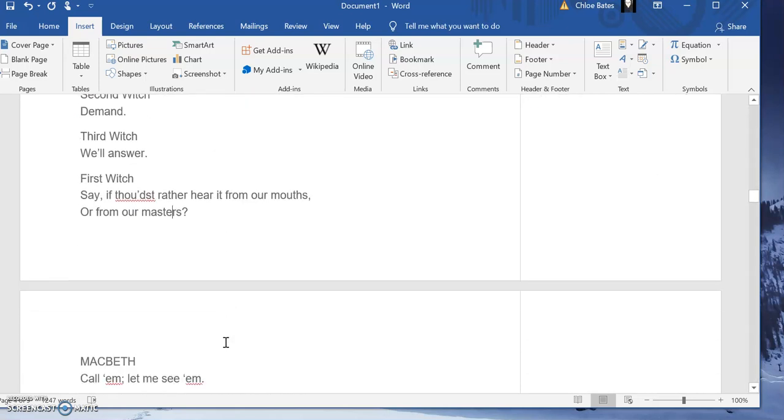The first witch says, "Speak, demand, we'll answer." "Say if thou'st rather hear it from our mouths or from our masters."